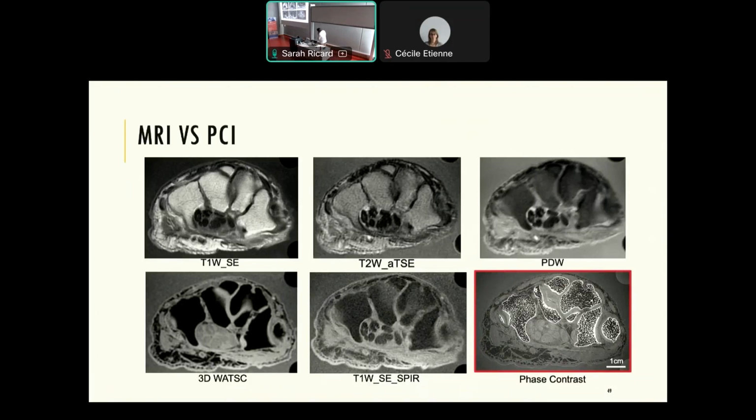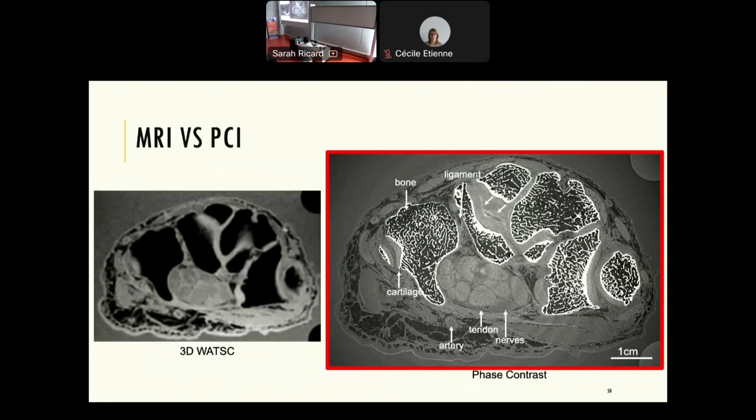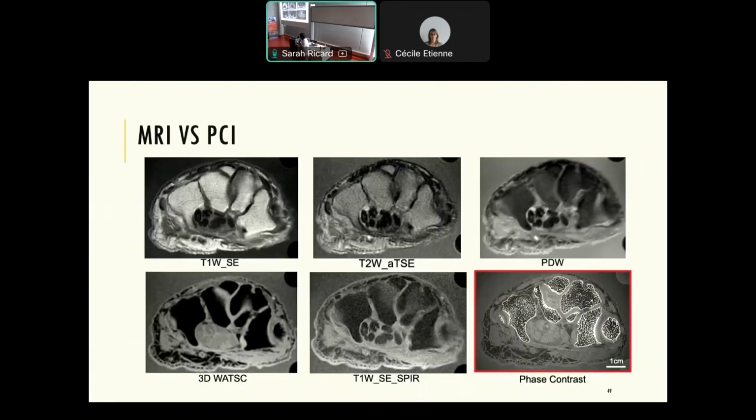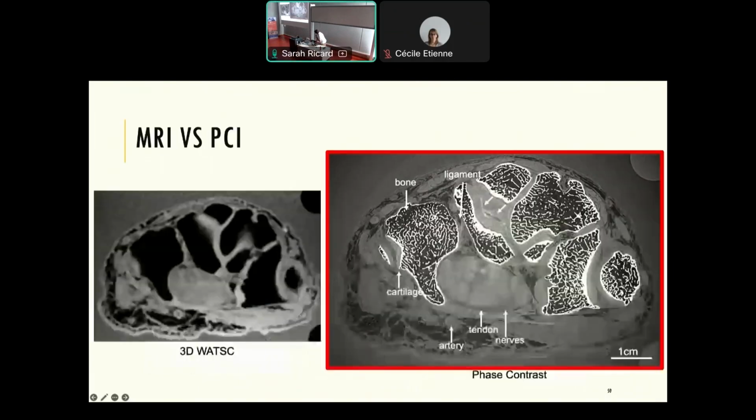We compared that to what was feasible at the MRI platform. And what is interesting is that none of those sequences is able to depict as well the cartilage. Here, our study was really about the cartilage and how precise we are for the cartilage. And here is this 3D water suppression that is meant for cartilage imaging.